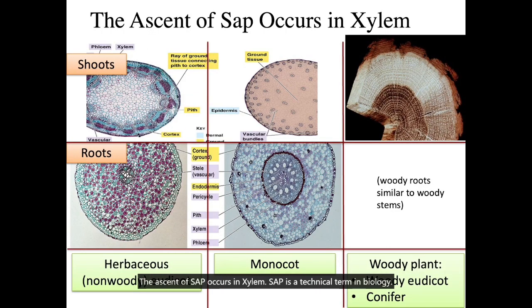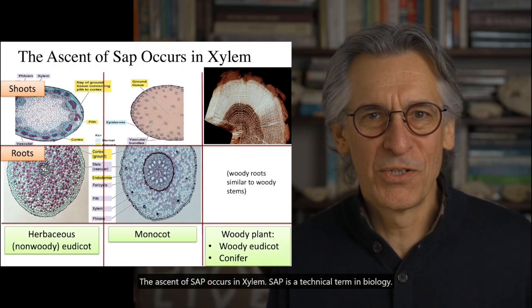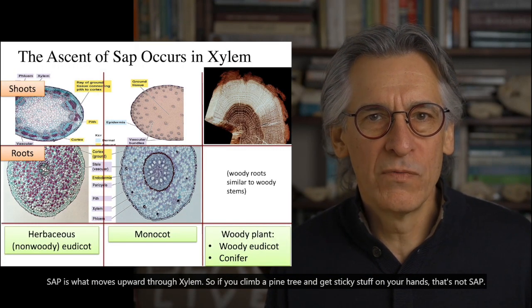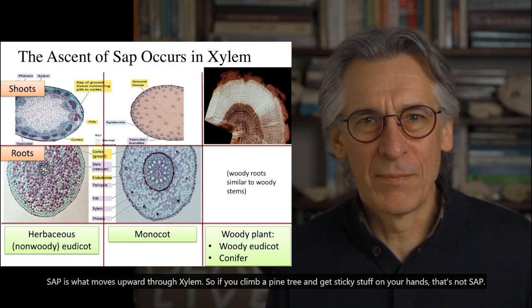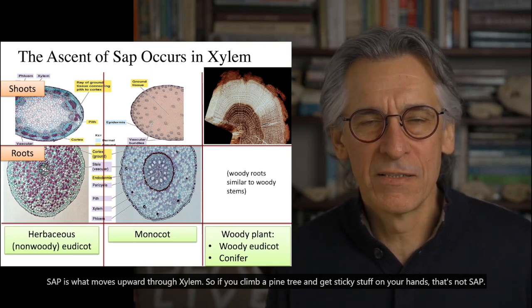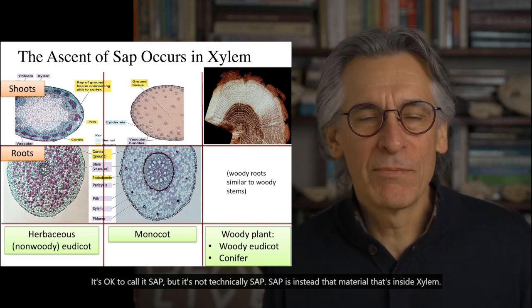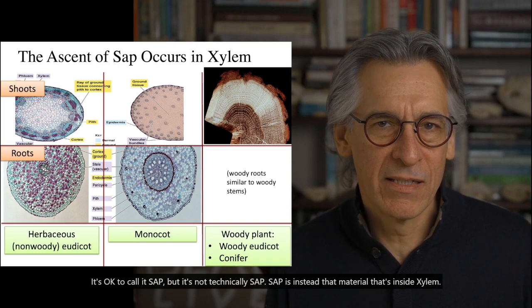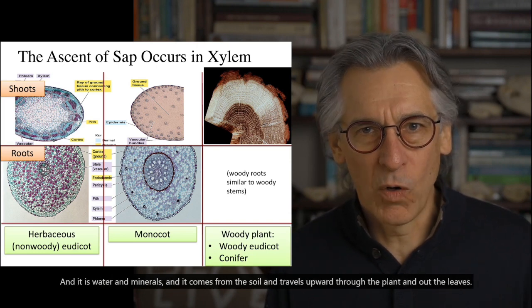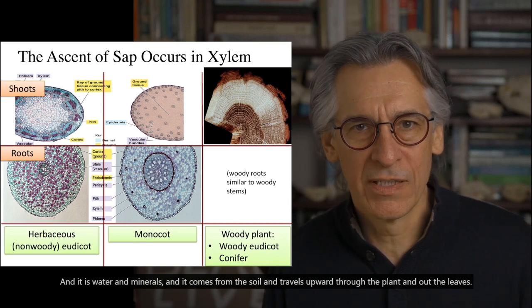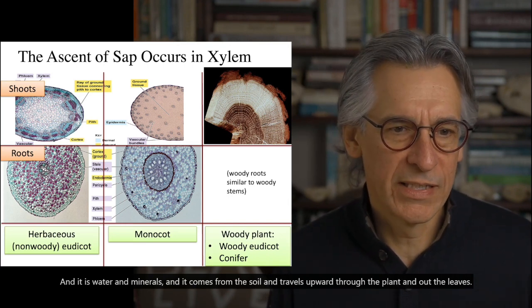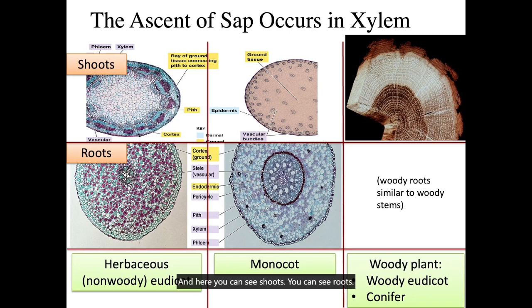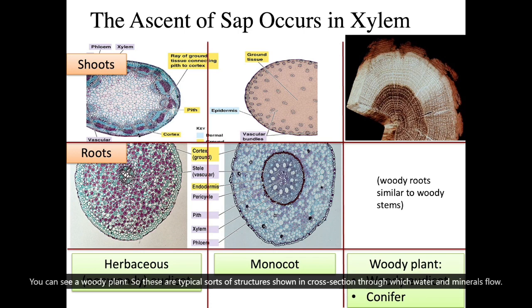The ascent of sap occurs in xylem. Sap is a technical term in biology. Sap is what moves upward through xylem. So if you climb a pine tree and get sticky stuff on your hands, that's not sap. It's okay to call it sap, but it's not technically sap. Sap is instead that material that's inside xylem, and it is water and minerals, and it comes from the soil and travels upward through the plant and out the leaves. And here you can see shoots, you can see roots, you can see a woody plant. So these are typical sorts of structures shown in cross-section through which water and minerals flow.